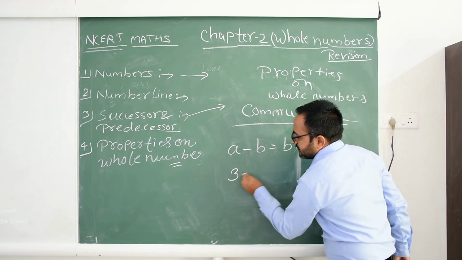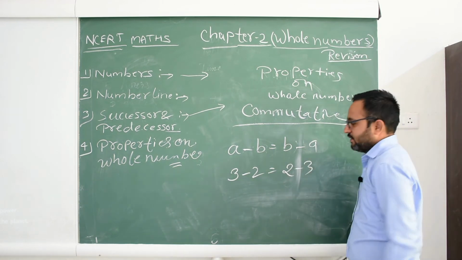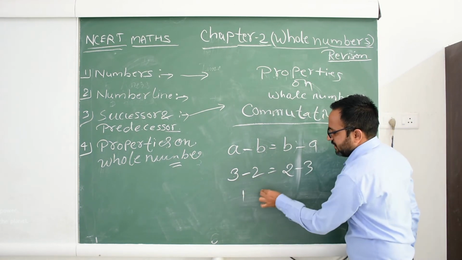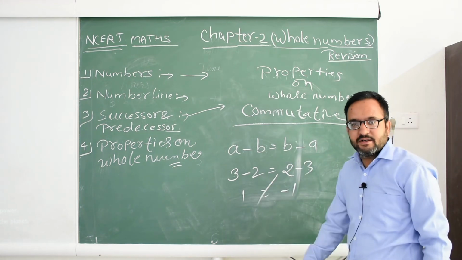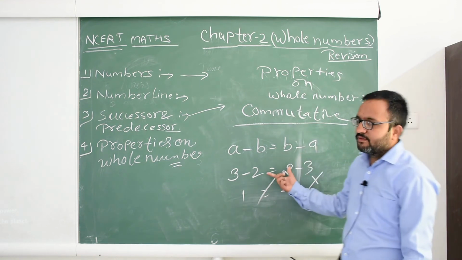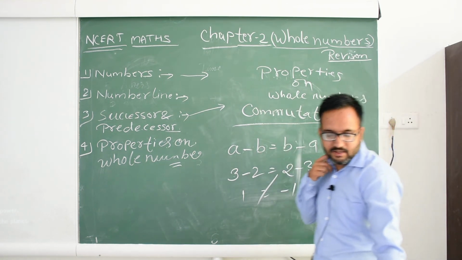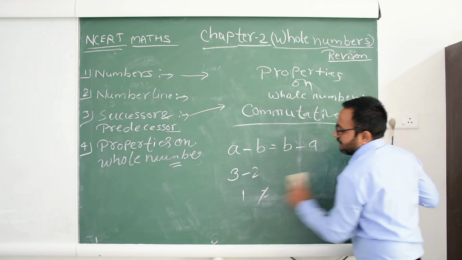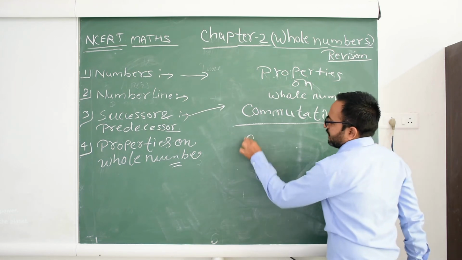So 3 minus 2 and here 2 minus 3. Okay. 3 minus 2 is 1, but 2 minus 3 is minus 1, and these are not equal. So subtraction is not commutative. Now we check whether division is commutative or not.